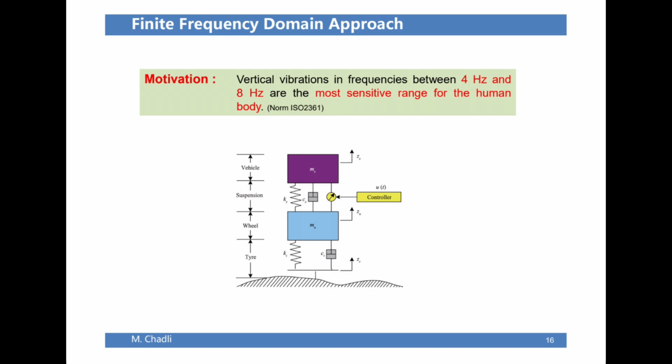Indeed, since the sensitive range of the human body is located in a very specific frequency band, generally between 4 and 8 hertz, the design of the observer or of the controller can be limited to this frequency domain. It is not necessary to design the observer for an infinite frequency domain, because in the comfort problem we are interested only in the domain between 4 hertz and 8 hertz, because it is the domain where we have the most sensitivity for the human body. Okay, and this is the motivation of this approach, the finite frequency domain approach.